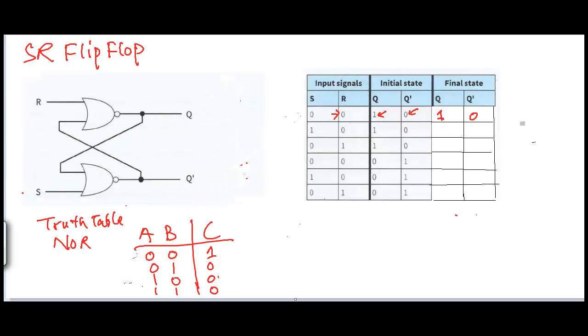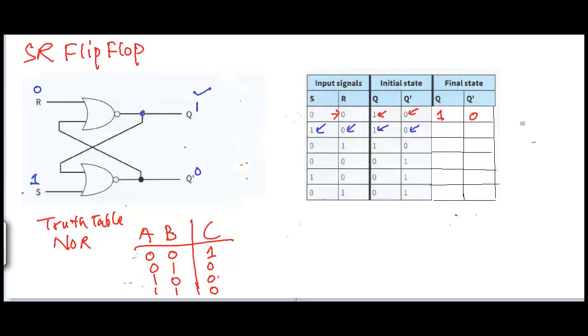Okay, let's try this scenario. In this scenario, the initial state of Q is 1 and the initial state of Q bar is 0, and R equal to 0 is being input here. So R is 0, and S equals 1 is being input here. So S is equal to 1. Let's get started. See, the initial state is 1.